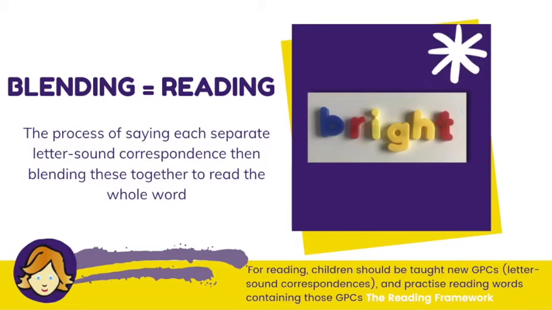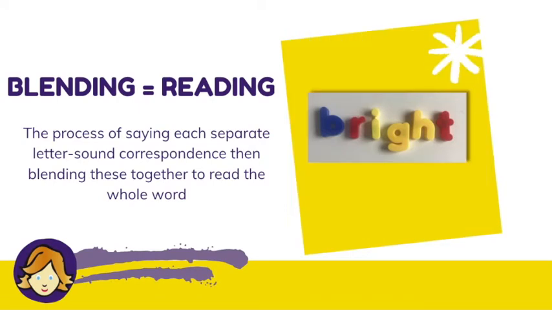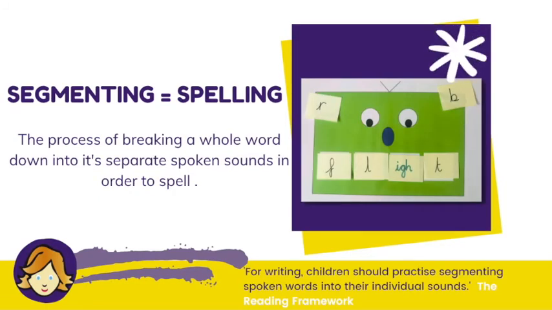So for example, in this word we would have b, r, igh, t, right, because IGH makes an I sound. So b, r, igh, t, right. That's what blending looks like. On the flip side of that, there is segmenting, which is the process that we go through when children have learnt some letter sound correspondences to be able to spell words.